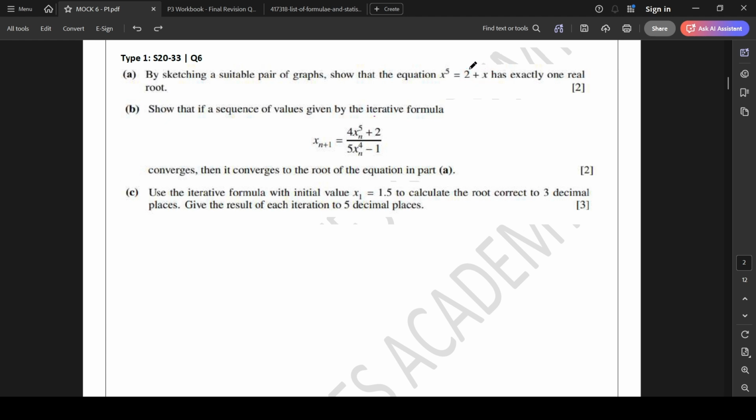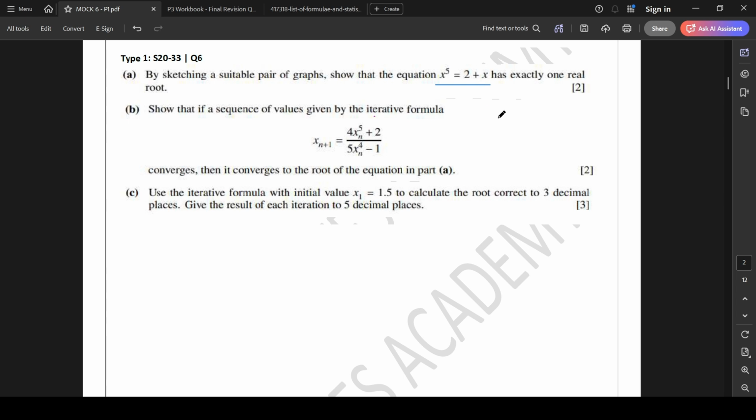Sometimes you may have to shift some part of the equation to the other side so that you can draw the graphs. But in this case, x power of 5 and 2 plus x are both easy graphs. We can sketch them very easily without shifting any part of the equation to the other side. But I always recommend that you first complete your part B and C and then come to part A. What is the reason behind that?